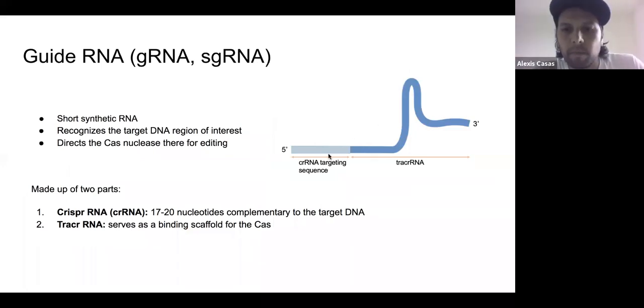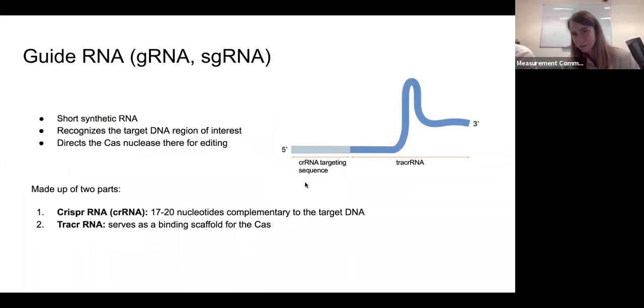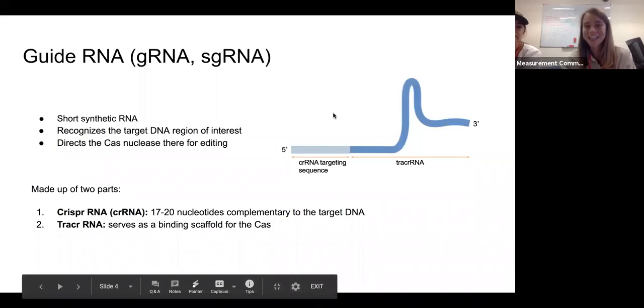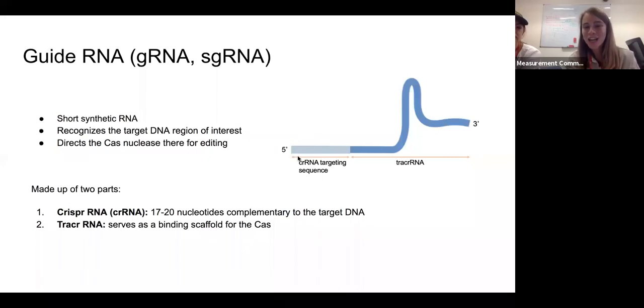It has two parts. Can you see my cursor? Yes. The first part is 17 to 20 nucleotides long, and it's complementary to your target DNA. The second part is the tracer RNA, and it serves as a binding scaffold for the Cas protein.